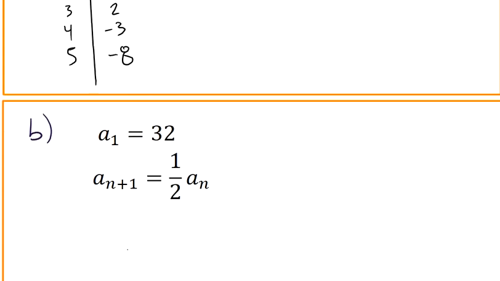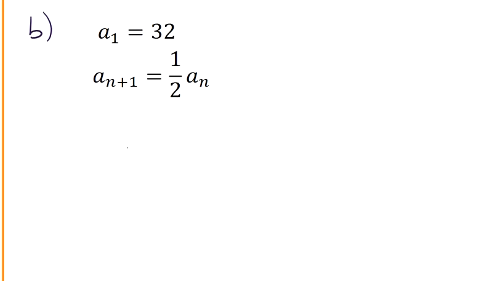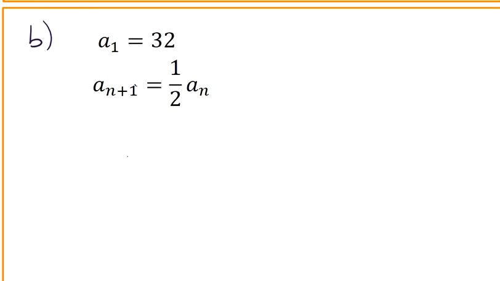Let's look at B. Here's our recursive definition. If you look at this, in order to get the next term in the sequence, you take the term that you're at and you multiply it by 1/2. So that's this definition. And it also tells us that the first term is the number 32. So first term is 32, and then we're going to take 1/2 as we move forward.